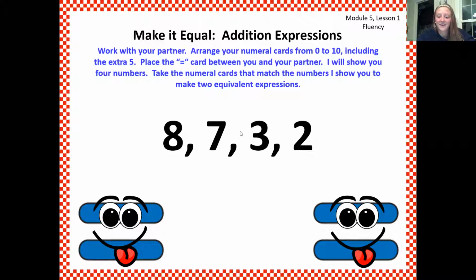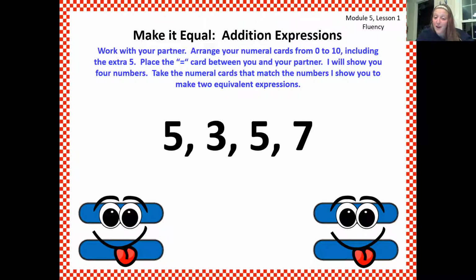Next one. Well, you know, 5 plus 5 equals 10. So you can say 5 plus 5 equals 7 plus 3 because they both equal 10. Yes. So we have 6 plus 4 equals 10 and 7 plus 3 equals 10. So my equal expressions would be 6 plus 4 equals 3 plus 7. Last one.